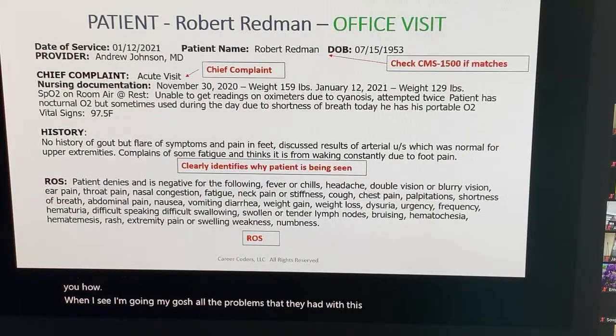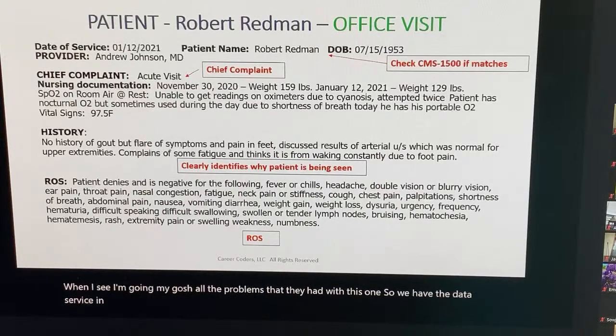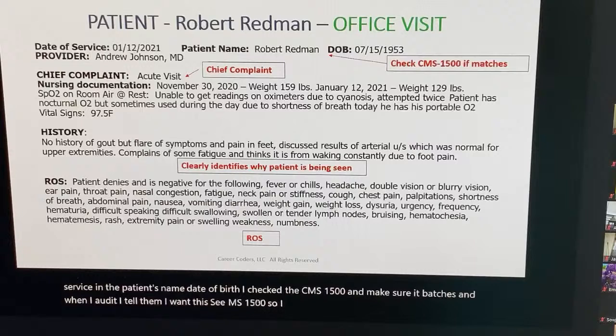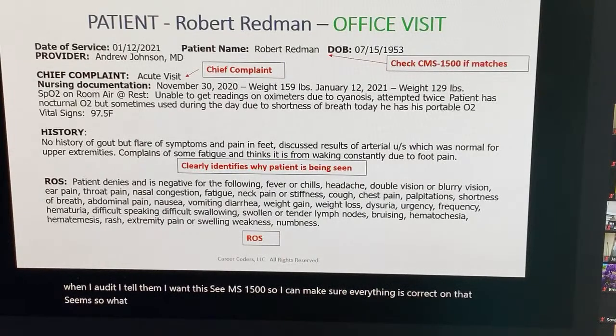So we have the date of service, and the patient's name, date of birth. I check the CMS 1500 and make sure it matches. And when I audit, I tell them I want the CMS 1500, so I can make sure everything is correct on that CMS and what they billed to what is documented. The provider's name there, chief complaint, acute visit.